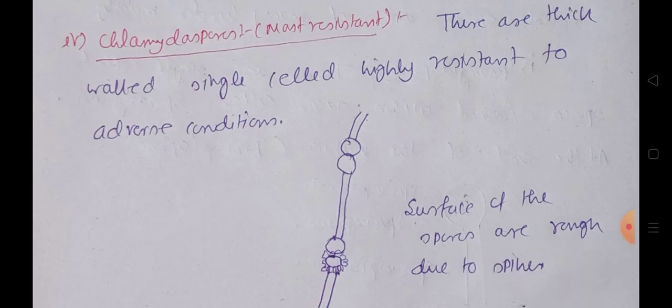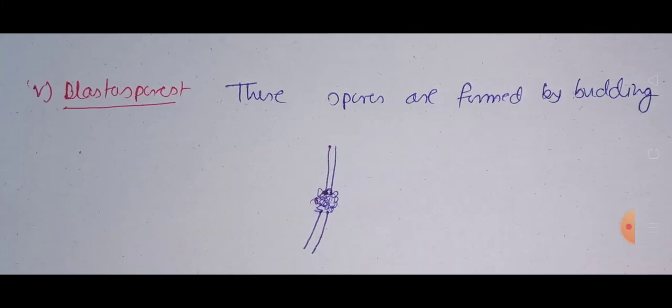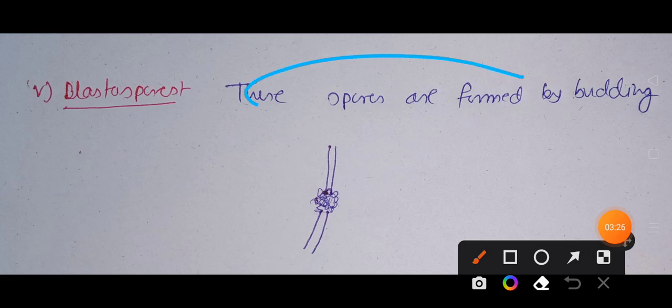Okay, so that is the chlamydospores. So now last, blastospores. This type of spores are formed by budding.